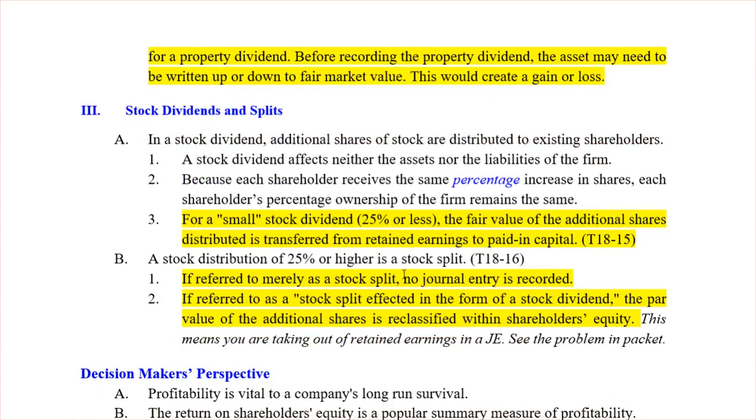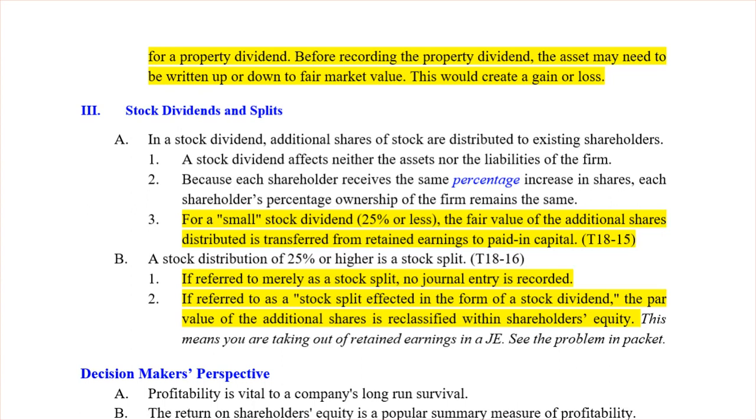Yes, you use the fair value, but if it's larger than 25%, you're going to use par. The other option is the option which is B, a stock distribution of 25% or more. Now it says it is a stock split. I'm going to say it can be shown as a stock split.